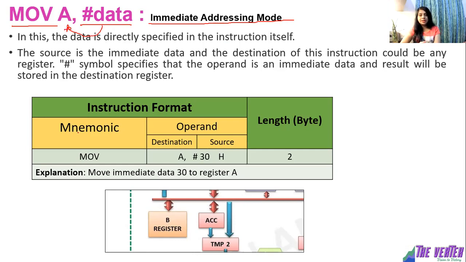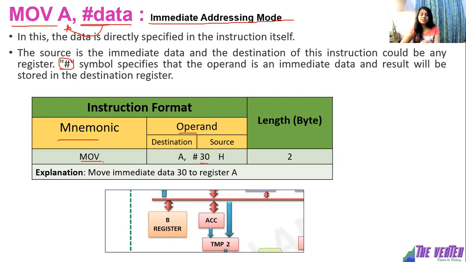The format is like this. This is mnemonic. So MOV is mnemonic and operand is A comma hash data. Here we have taken example of 30. So what is 30? 30 is data. Remember that in this, hash indicates that whatever you have written after this, it is data and it is not register. So MOV A comma hash 30. In this, 30 is source and A is destination. On left hand side of operand, we always write destination, and right hand side of operand, it is always a source. It is 2-byte instruction.